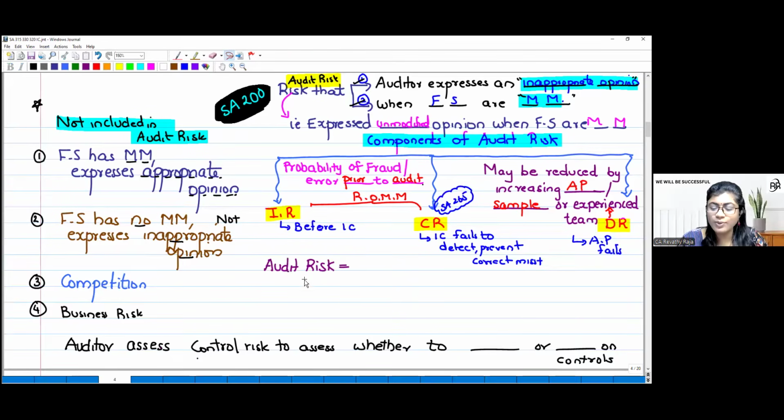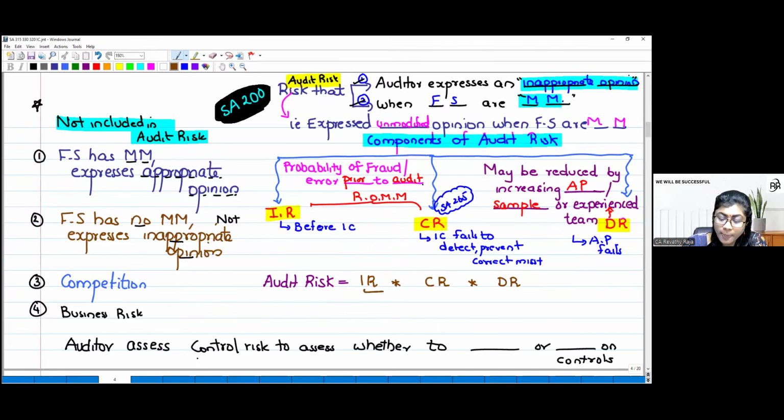I want to put the formula. Audit risk is equal to IR into CR into DR. What is common over here? IR and CR commonly is called as risk of material misstatement into DR. And ROMM and DR are inversely related.